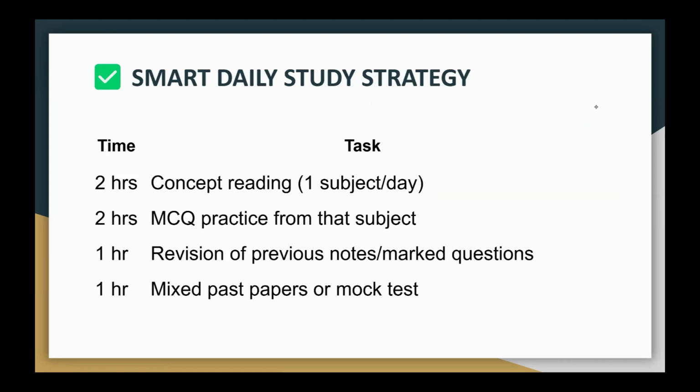So here is a smart daily study strategy which I have made. You can use this, or you can add your own areas of choice, or you can modify it depending upon the time you have. So try to give at least 1 to 2 hours for concept building. Like in 1 to 2 hours, you will be doing the main subject. You will be doing the upper limb and you will be doing it all in detail.